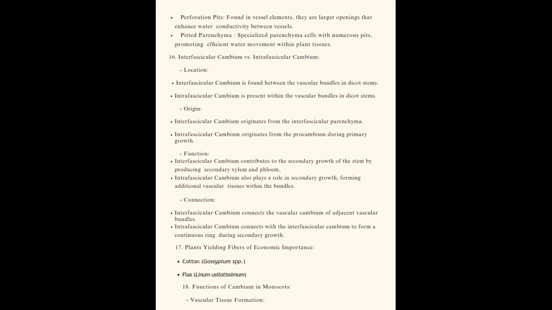16. Interfascicular cambium versus intrafascicular cambium. Location: interfascicular cambium is found between the vascular bundles in dicot stems. Intrafascicular cambium is present within the vascular bundles in dicot stems. Origin: interfascicular cambium originates from the interfascicular parenchyma. Intrafascicular cambium originates from the procambium during primary growth.